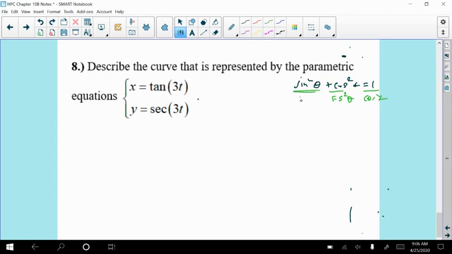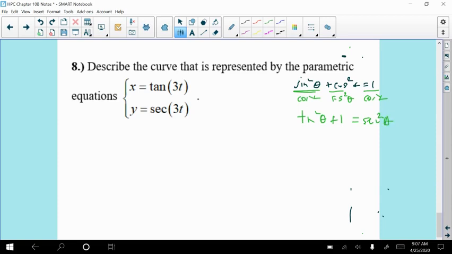Again, just trying to remind you where these come from. There's definitely a delay in my computer. So that's tangent squared plus 1 equals secant squared. Tangent squared theta plus 1 is equal to secant squared of theta.